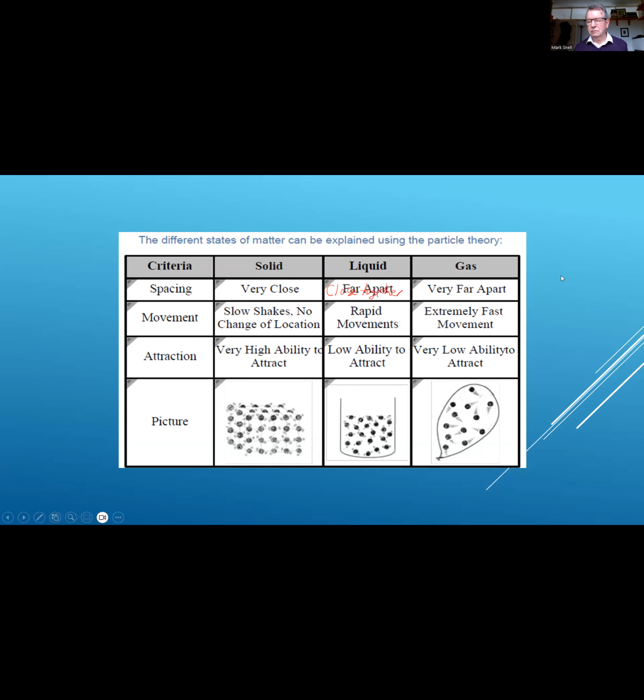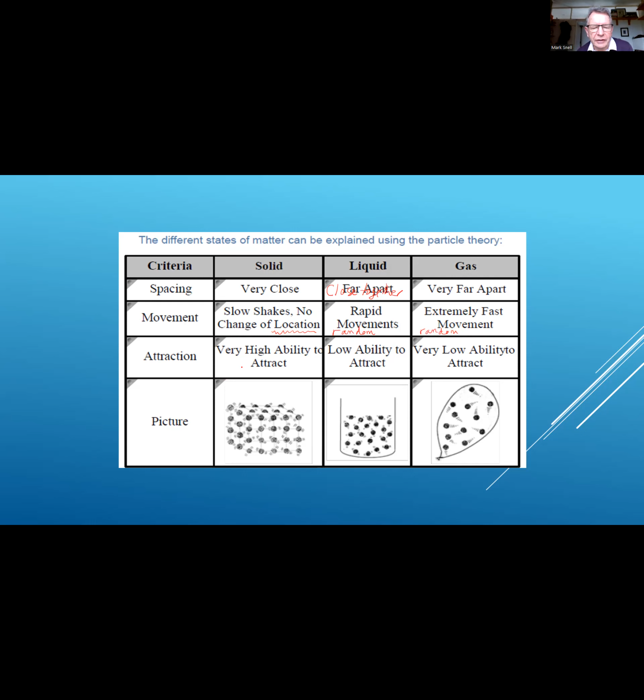Okay, guys. Good. Now the solid, they are shaking quite slowly. They don't move out of their position, so they are located. In the liquid, they are free to move, much faster than in the solid. I think it is worth saying here that they are random movements. Random movements in liquids. And in gas, extremely fast, and again, it is random movements.